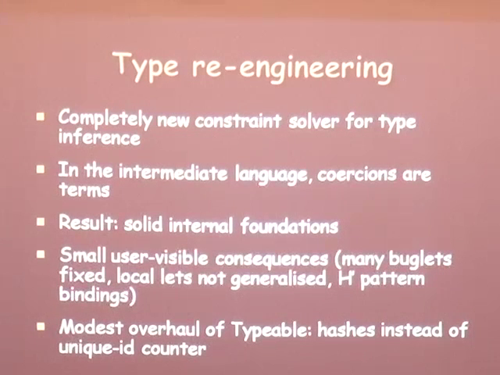So we threw the whole thing away and started a completely new inference engine. It's now very nice and solid and robust. And it's described in a paper called Modular Type Inference with Local Assumptions, or something like that. It's our JFP paper, a nice 70-page epic paper, which I think you would enjoy reading in a spare moment.